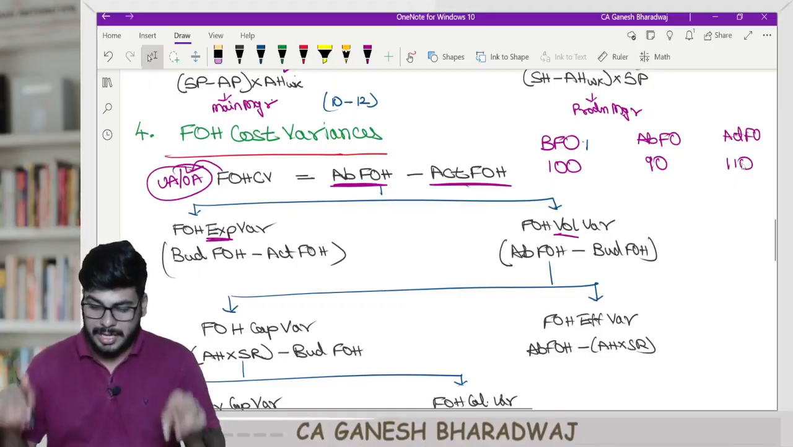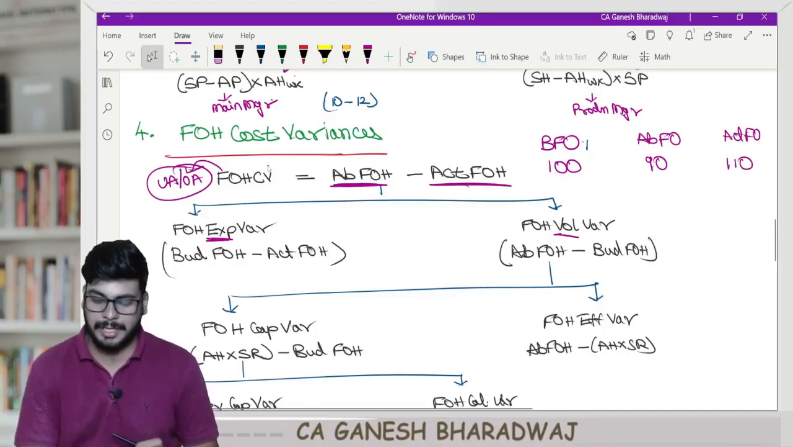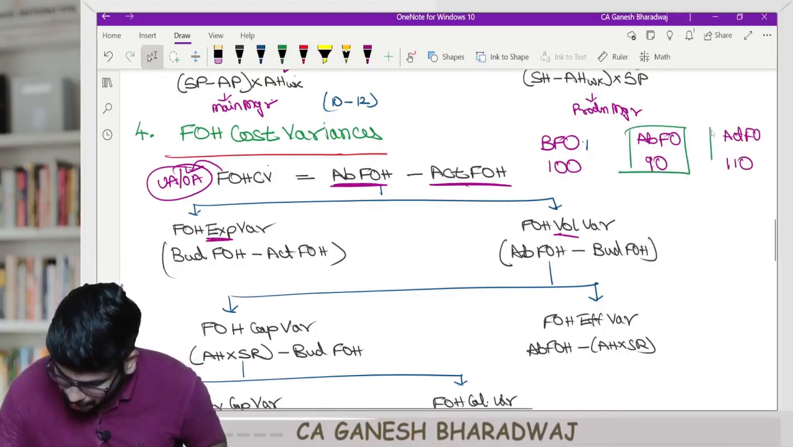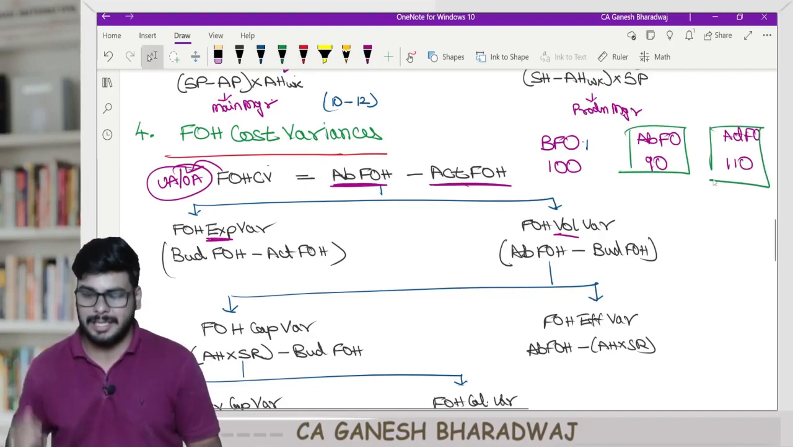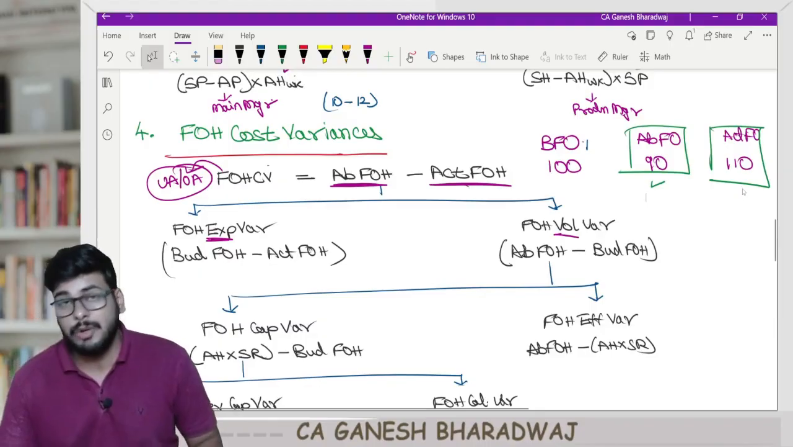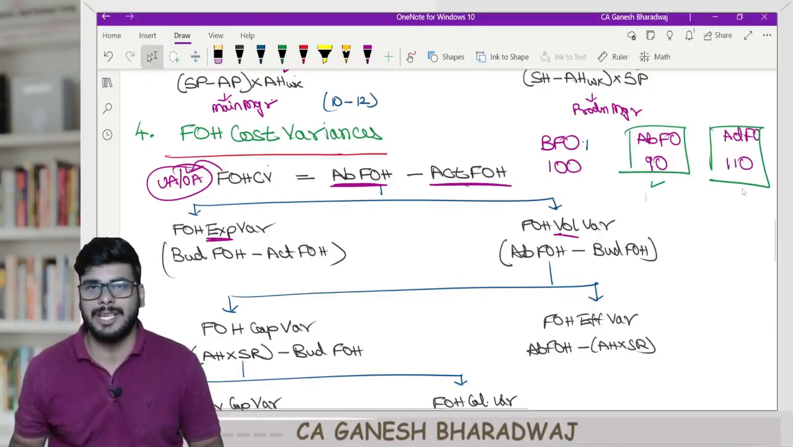Now, this concept of fixed overhead cost variance compares absorbed fixed overheads with actual fixed overheads. In this case, absorbed fixed overheads is 90 and actual fixed overheads is 110. So basically here it's going to be 20 adverse. Are you clear with this?